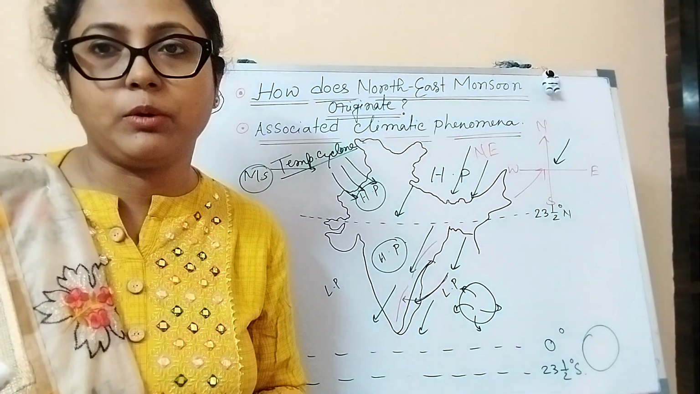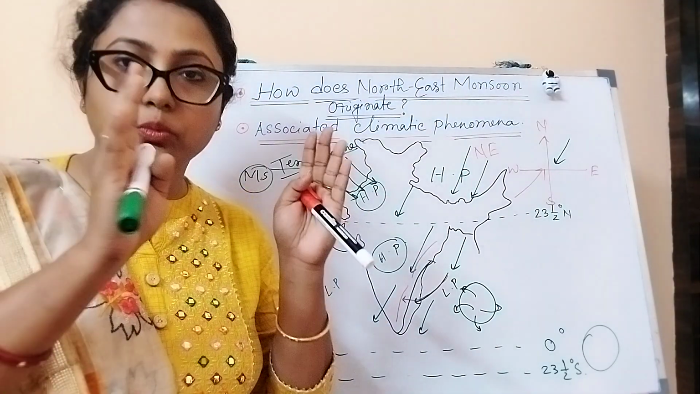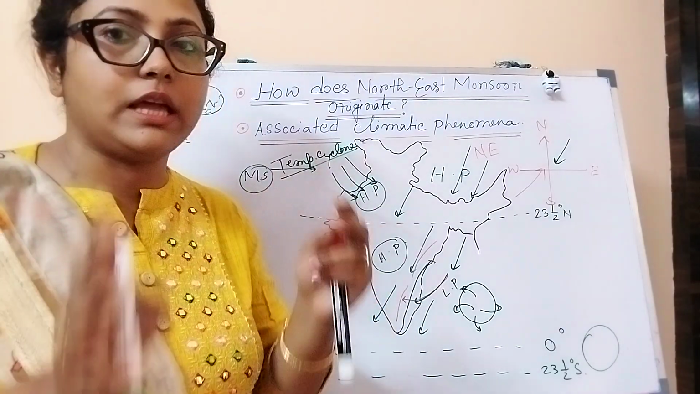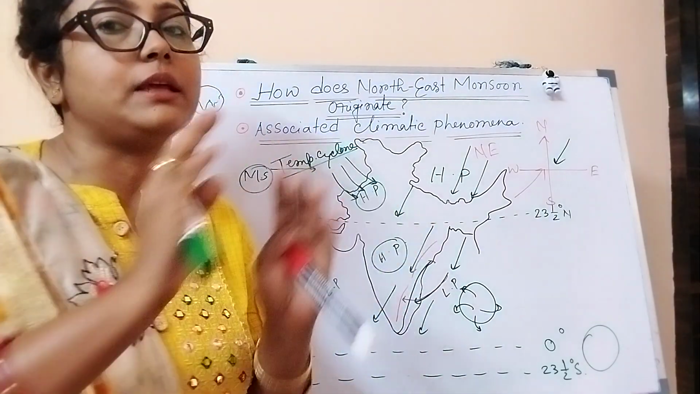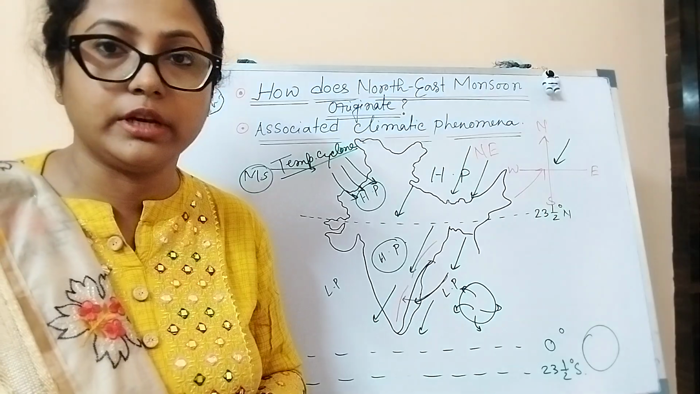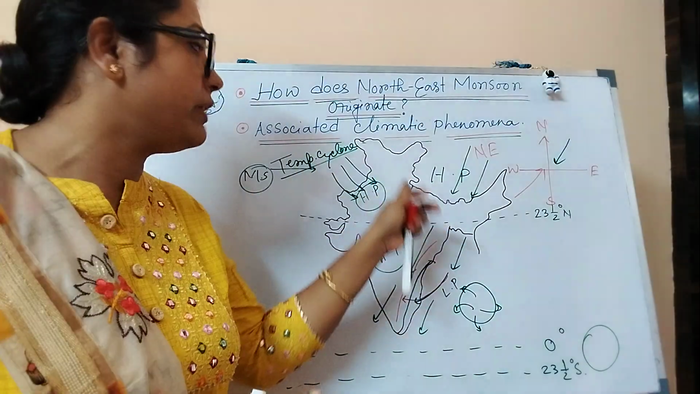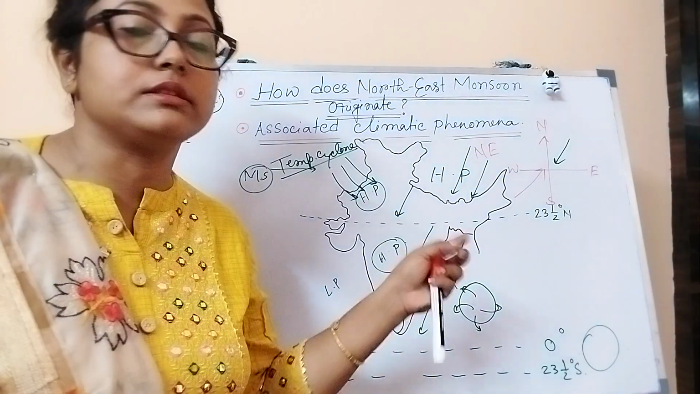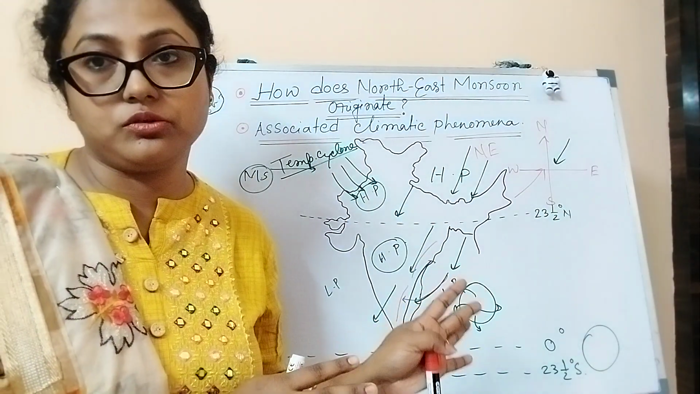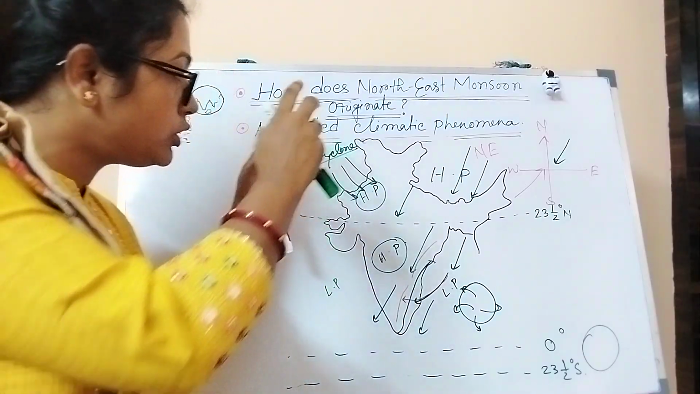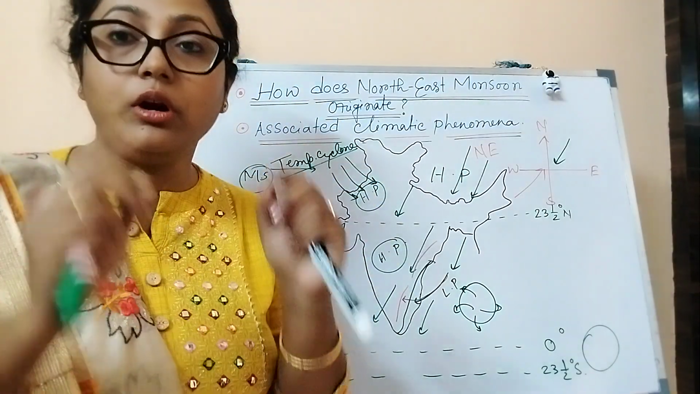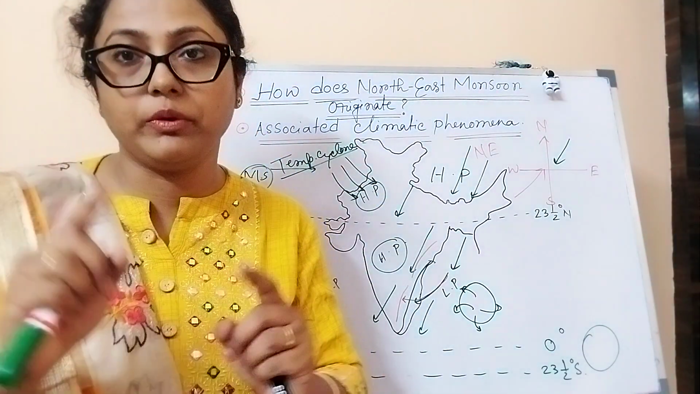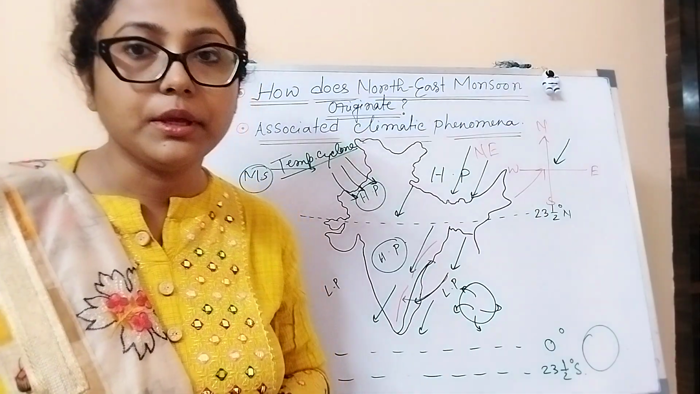Several times this type of question comes. So please clear your concept that during this time tropical and temperate both the cyclones will be originated. The temperate cyclone driven wind is western disturbance. The tropical cyclone driven wind is the northeast monsoon. So both of the areas will be receiving rainfall during this time, during winter. Clear?